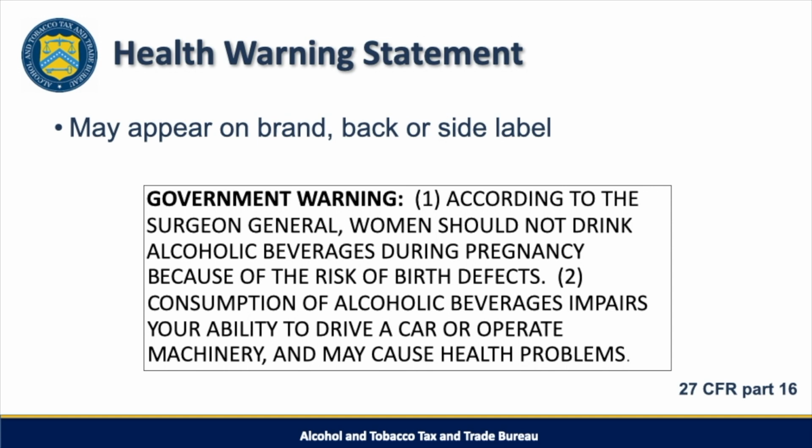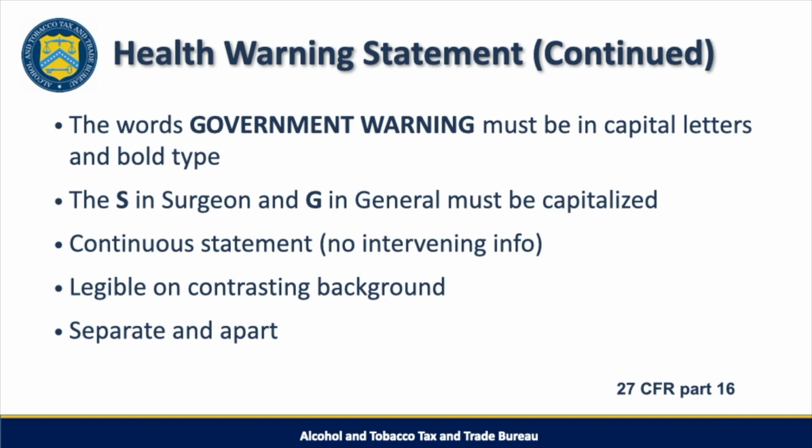Health warning statement. By law, the health warning statement is required on all alcohol beverages containing 0.5% or more alcohol by volume and must appear exactly as shown on this slide. This statement may appear on any label. The words "GOVERNMENT WARNING" must appear in capital letters and bold type. The S in "Surgeon" and G in "General" must be capitalized.